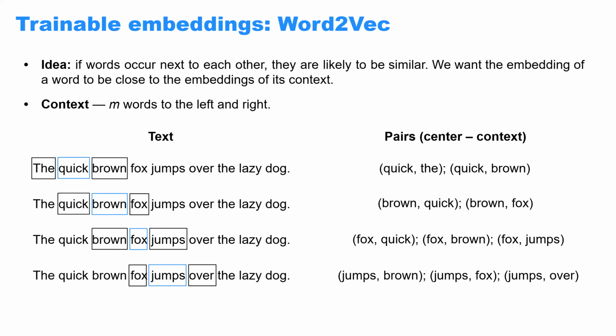In word2vec, we have a sliding window that slides over our text. There is a central word and context around this word, and we want the embedding vectors of central and context words to be similar, close together in meaning, because we know that similar words could be seen in similar contexts.